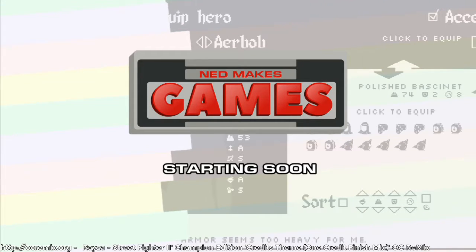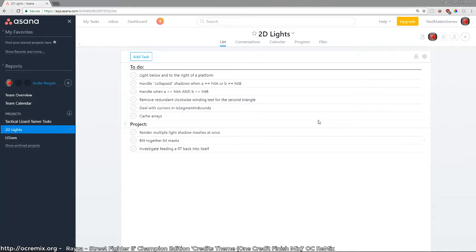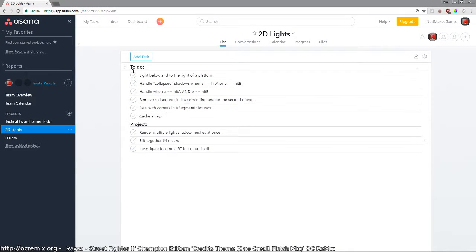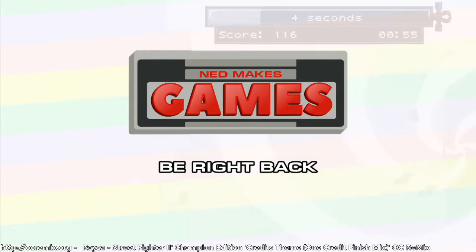But yeah, I'm ready to get back to the 2D Lights project. So we still have some more things we need to do here about the shadow mesh generation. It's turned out to be pretty involved. Oh, did I not even start up Unity? Oh gosh. Okay, well this won't take too long.